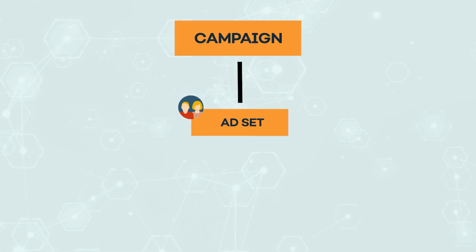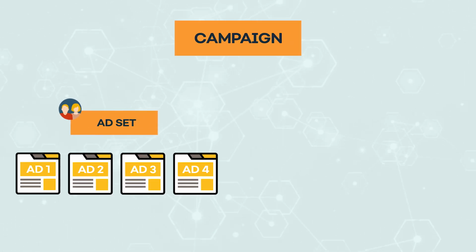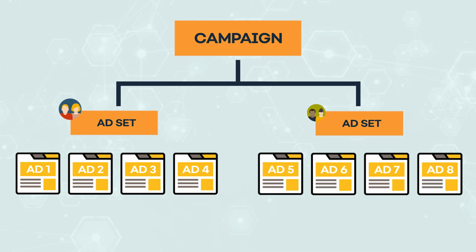So you've got one ad set with, let's say, ads 1 to 4, and then another ad set, a duplicate of that one, with ads 5 to 8. Really, really simple. So that's our structure for our conversions campaign.